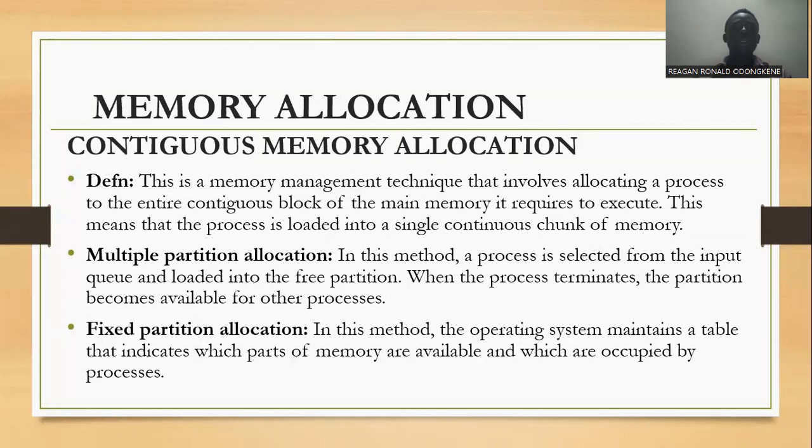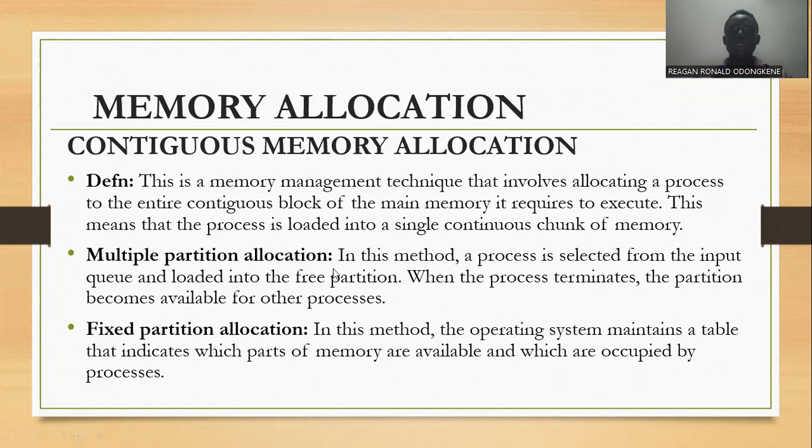Let's go to memory allocation. Under memory allocation today, we shall only focus on the contiguous memory allocation. By definition, this is a memory management technique that involves allocation of a process to the entire contiguous block of the main memory it requires to execute. This means that the process is loaded into a single continuous chunk of memory. Contiguous memory allocation is divided into two parts. We have the multiple partition allocation, and then the fixed partition allocation.